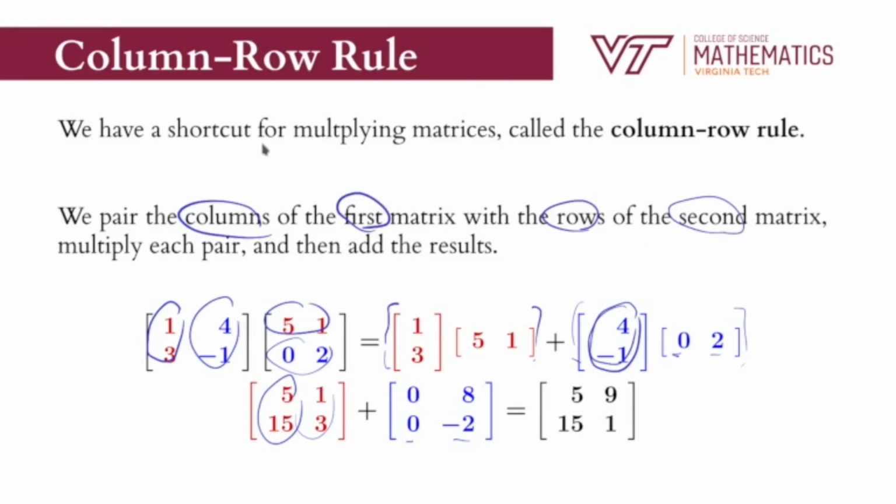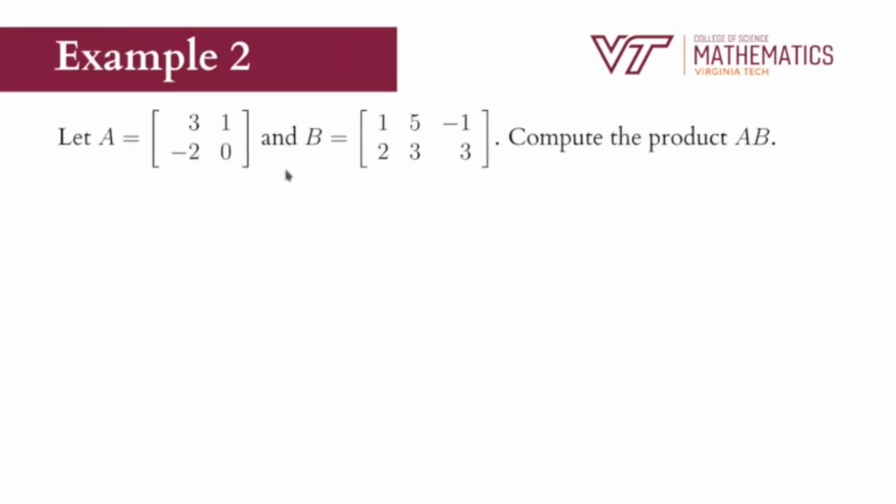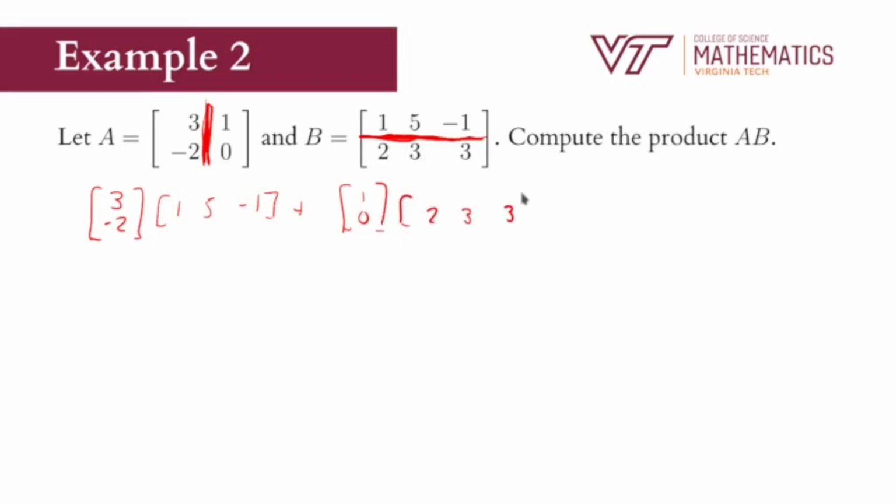All right. So let's give it a try. We're going to do a couple of examples here. A and B are these two matrices here. So we're going to split A up into columns, and we're going to split B up into rows. And we're going to pair them off now. So (3, -2) pairs with (1, 5, -1), and (1, 0) pairs with (2, 3, 3).